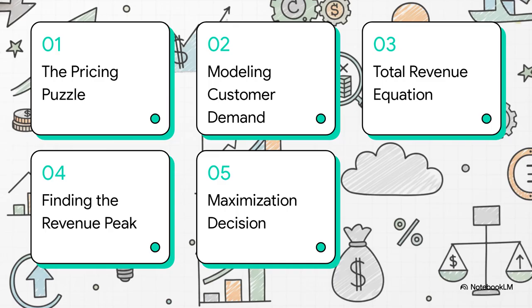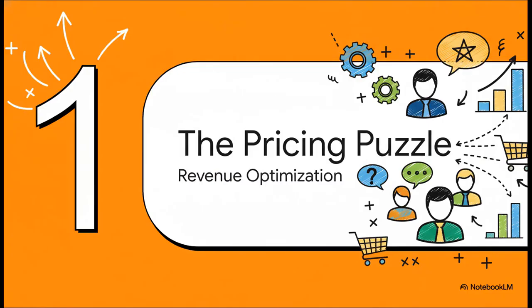So, here's our roadmap for today. We're going to start by really digging into this pricing puzzle. Then we'll translate actual customer behavior into a mathematical model. From there, we'll build out the total revenue equation, figure out how to find that absolute peak revenue point, and finally, bring it all together to make a strategic, data-informed decision. All right, let's dive in.